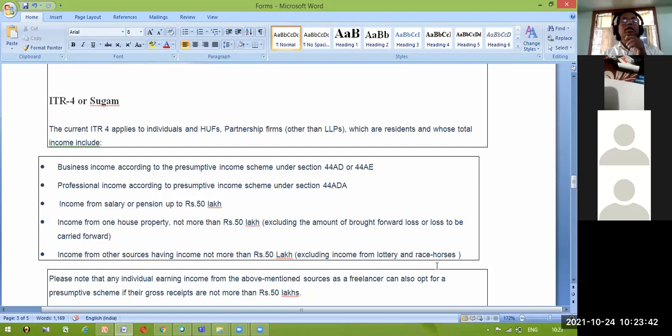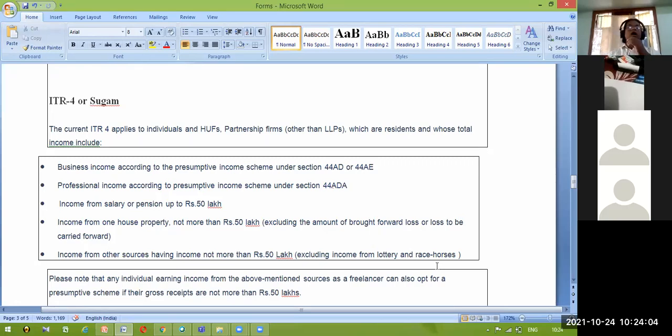Income from salary or pension up to 50 lakhs will also come here. Suppose you have income from salary and pension and partnership, it will come here. Income from one house property, not more than 50 lakhs, excluding amount brought forward losses.